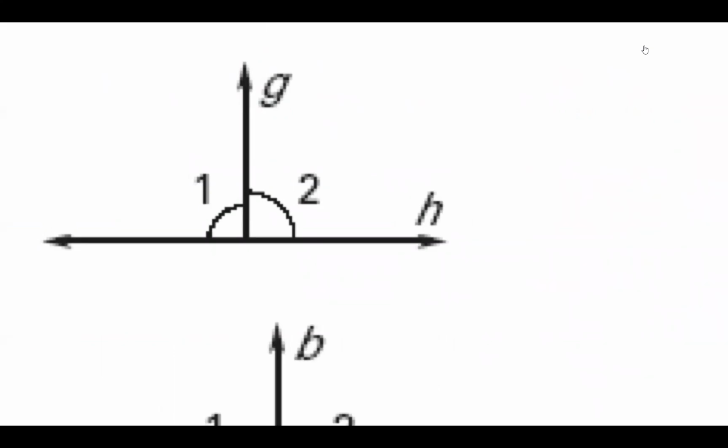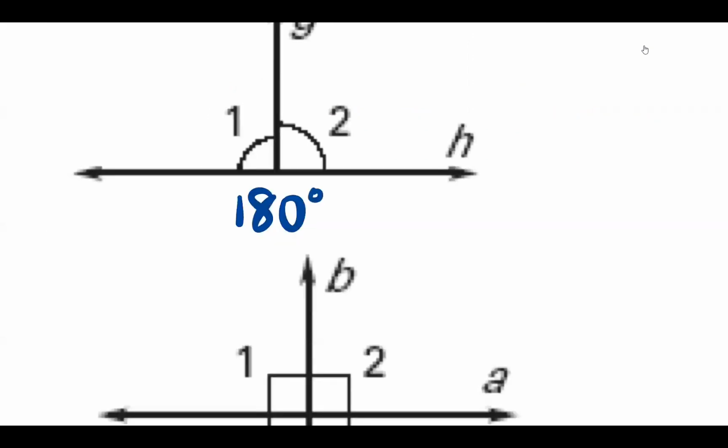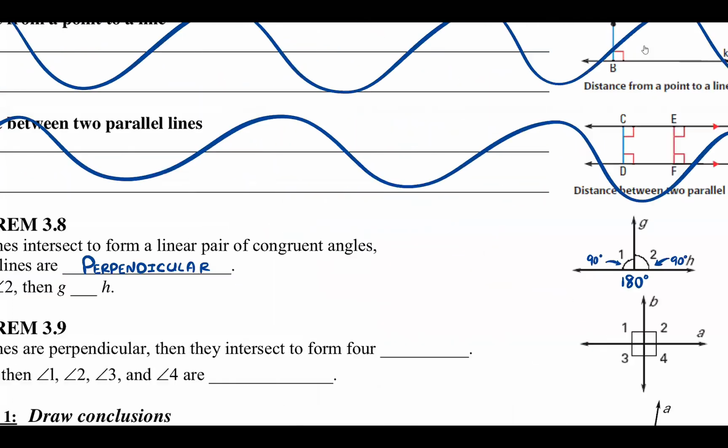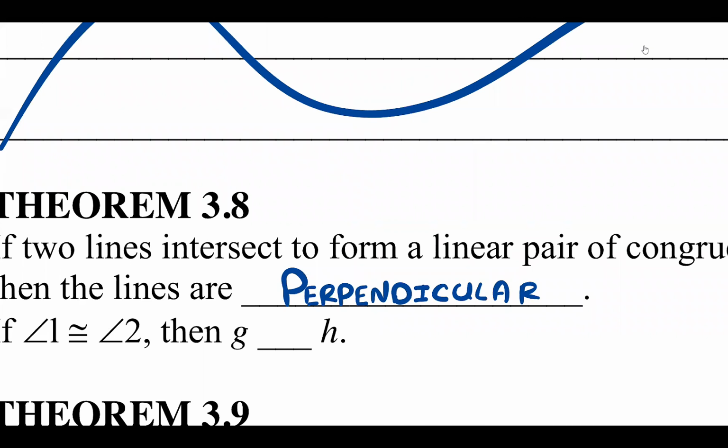What's the measure of our straight line? What would the whole line be? 180. So if each one has to be congruent, each angle would be what? 90. So this guy would have to be 90. That rascal's going to have to be 90. So if a linear pair forms two congruent angles, it has to be perpendicular. So if angle 1 is congruent to angle 2, G is perpendicular to H.